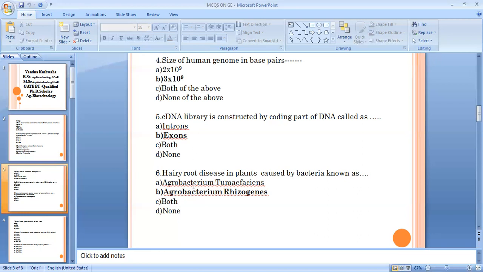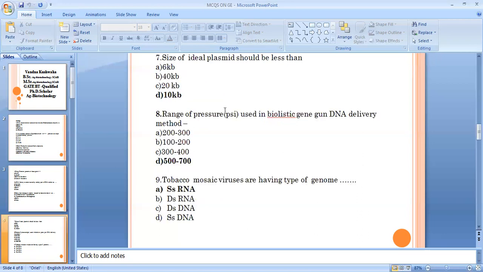So next question is going to you. Hairy root disease in the plants caused by bacteria is known as. So your options are A, Agrobacterium tumefaciens, B, Agrobacterium rhizogenes, C, both, D, none. So right answer will be here Agrobacterium rhizogenes, which causes the hairy root disease in the plants. And we know that Agrobacterium tumefaciens causes the crown gall disease in the plants, or specifically in the dicot plants. So next question is going to you.